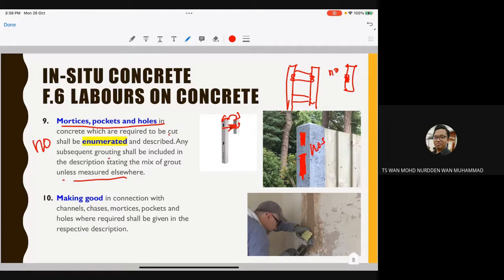And last one, number 10, okay, making good in connection with channels, chases, mortises, pocket and holes where required shall be given in respective description. Making good selepas ni kan, kita hack ni kan, and then kita making good, maksudnya kita bersihkan, kita making everything in order, in proper manner. So itu kita panggil sebagai making good lah. Macam ni lah. Okay. So perlu dinyatakan di dalam description. Required shall be given in the respective description.